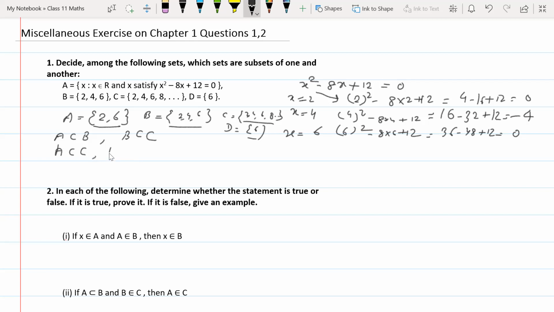Then D has only the element 6. So D is a subset of A. D is a subset of B. And D is a subset of C. That's all about this question. I hope you understand it very well.